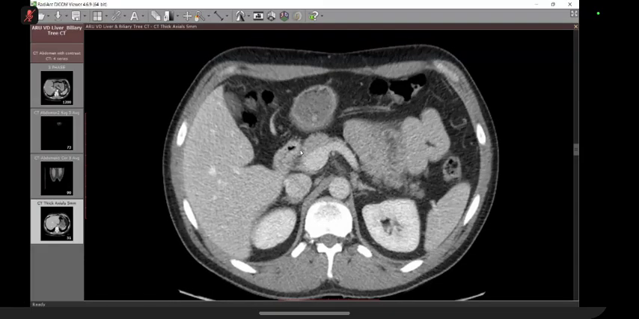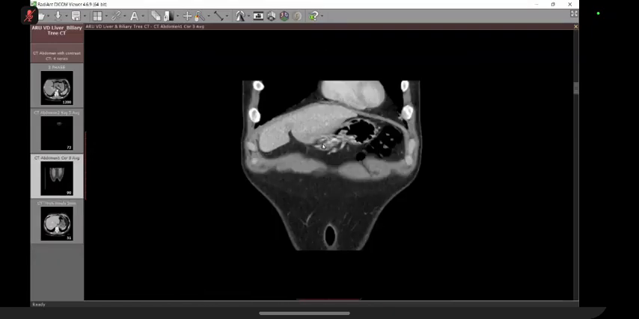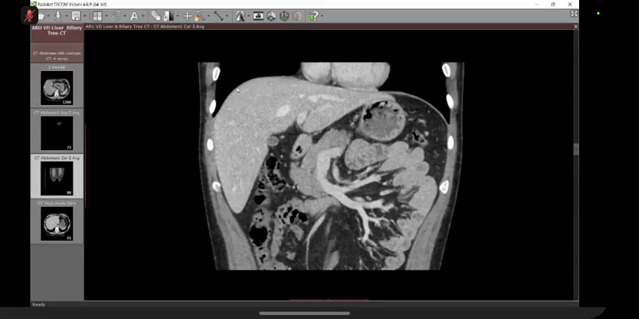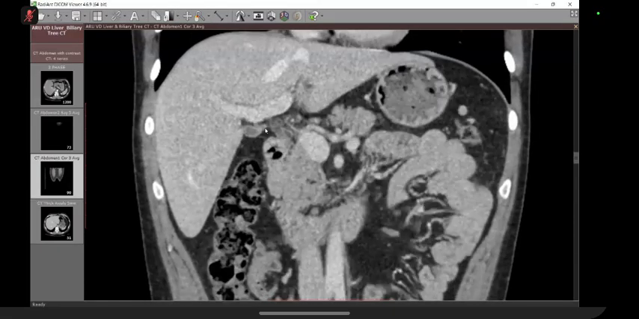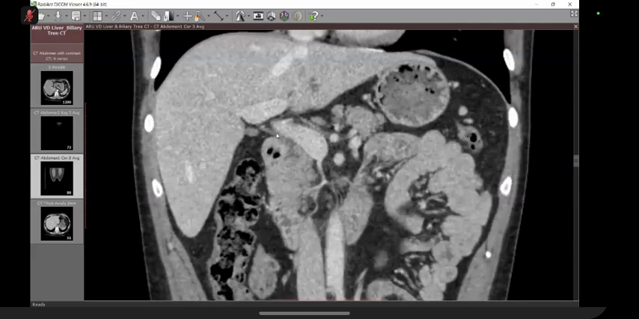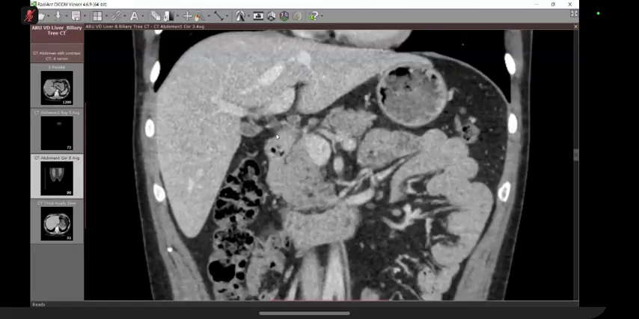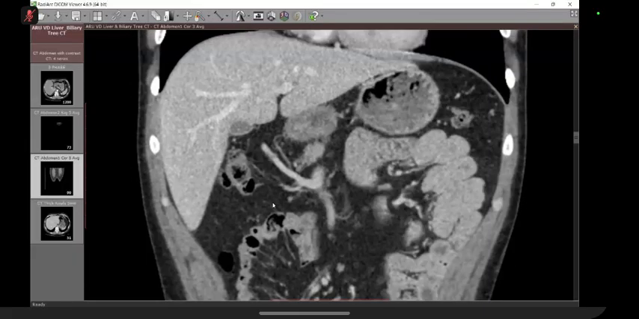We are struggling. But then I go to a coronal, and on coronal you can see this thing. So you don't see it on axial because in this particular case it is maybe 1 or 2 millimeter type of a thing. Which is a good sign for you, right?